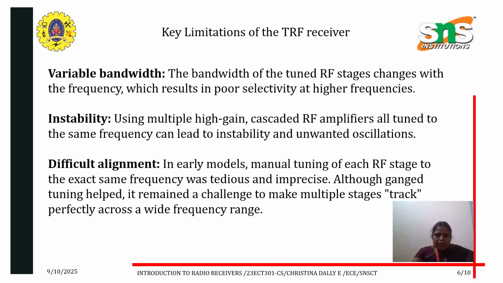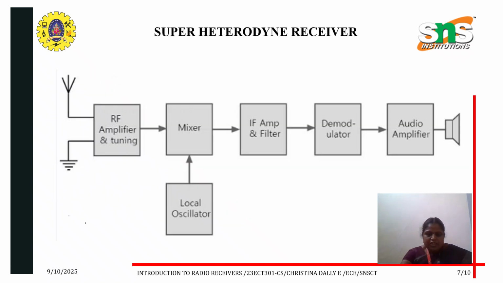The key limitations of the TRF: first, the variable bandwidth. It changes with the frequency, which results in poor selectivity and instability. The RF amplifiers can lead to instability and unwanted oscillations. The alignment requires manual tuning, and it should be perfectly tracked across the frequency range.